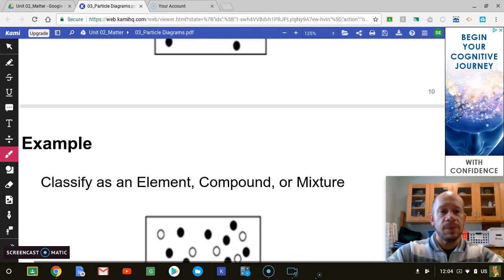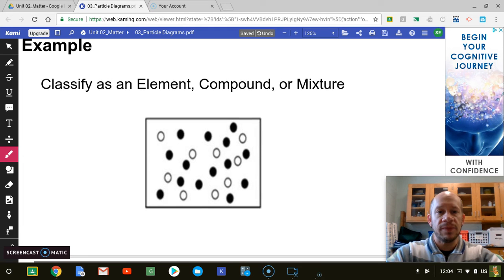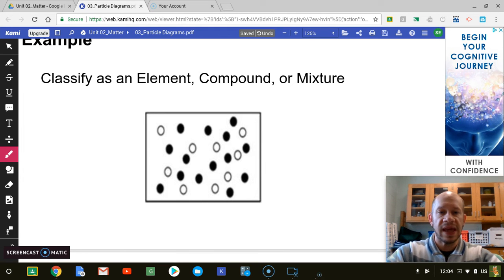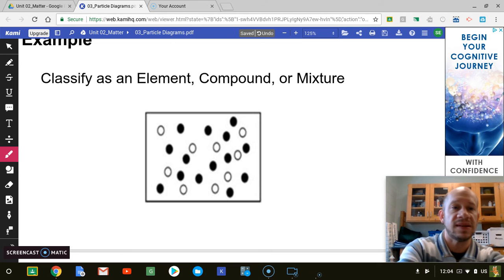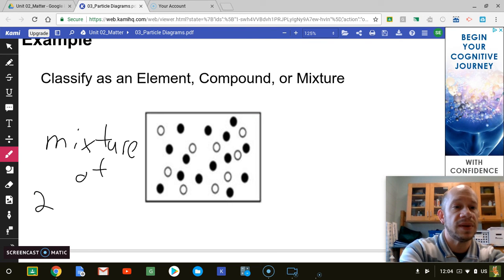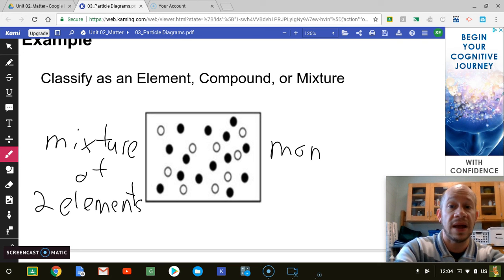A second example: classify as an element, compound, or mixture. Now I have open circles and closed circles mixed together. Each open circle represents one type of element, and the closed circles represent a different type of element. Because I've got two different elements mixed together, this would represent a mixture of two elements. And because they are single by themselves, they are monatomic elements.